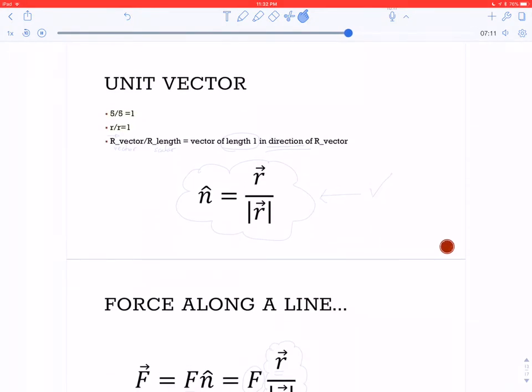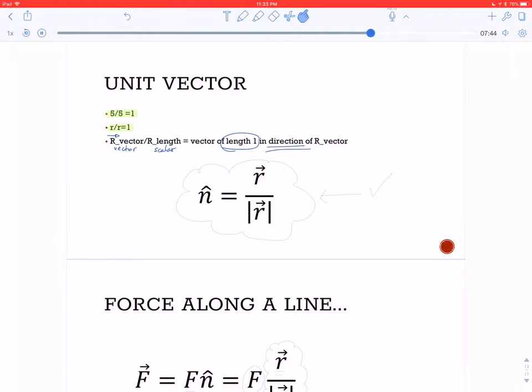Okay, so now I want to talk about how to create a unit vector. Let's start off with something we know. We know that 5 divided by 5 is 1, right? Or if you have any variable r divided by r, that's 1. So if you take a vector r and divide it by the length of that vector, which is a scalar, the length will be 1, right? Like 5 divided by 5 is 1. So the length is 1, but you preserve the direction.